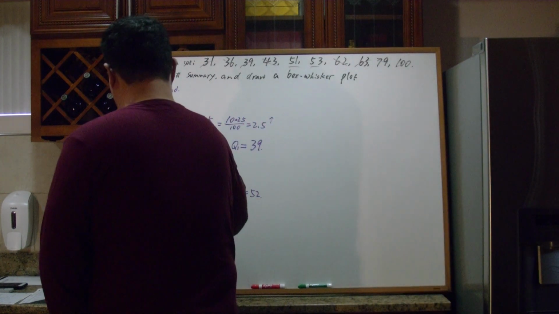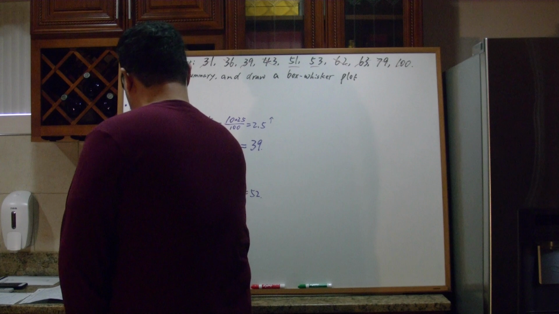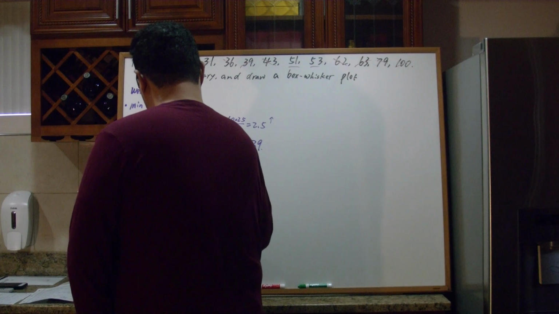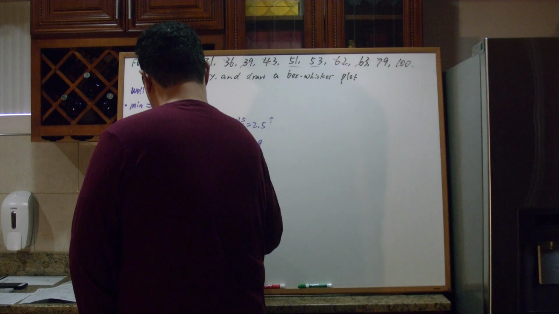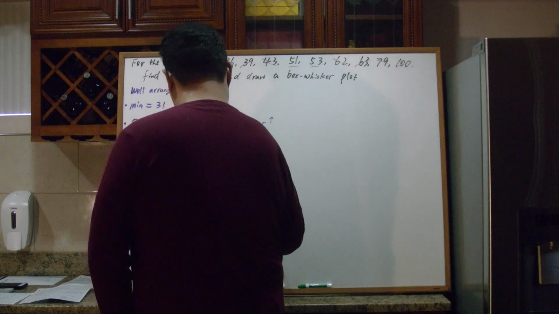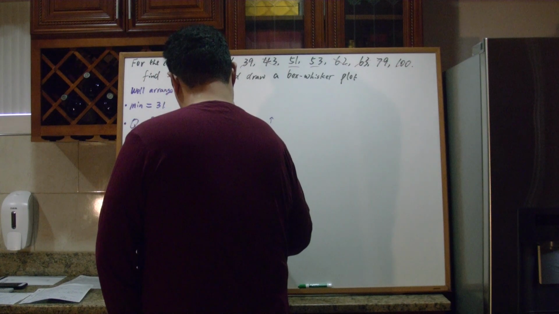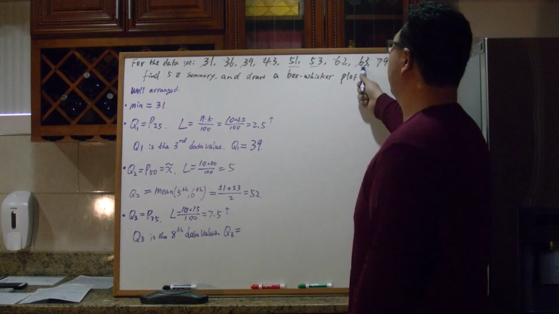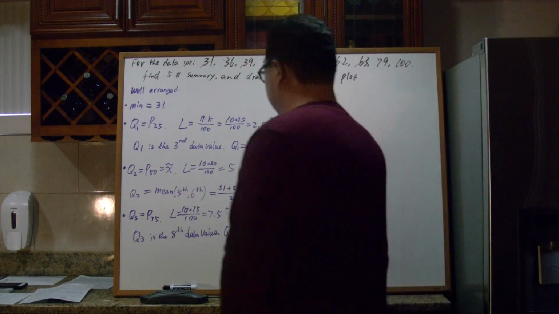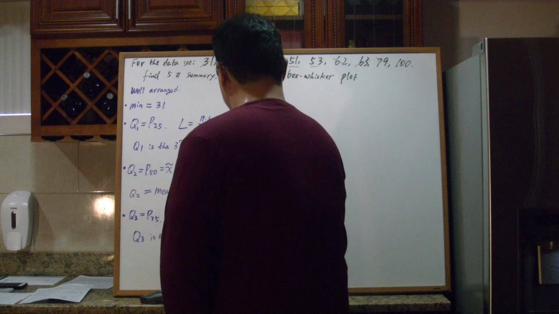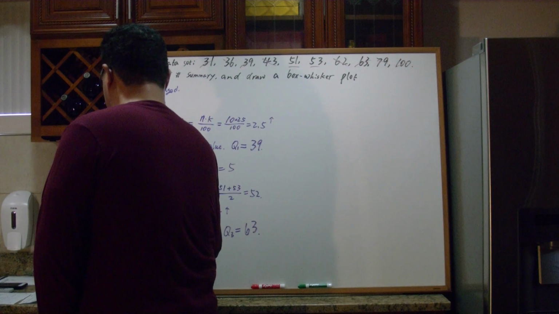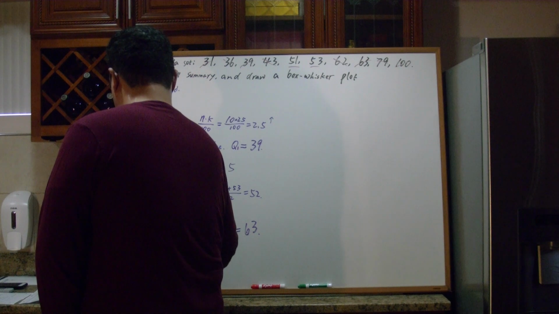Right, so if I just keep consistent, the eighth value, data value, comes backwards: 10, 9, 8. That is our 63. And finally, the maximum of the data set is 100.